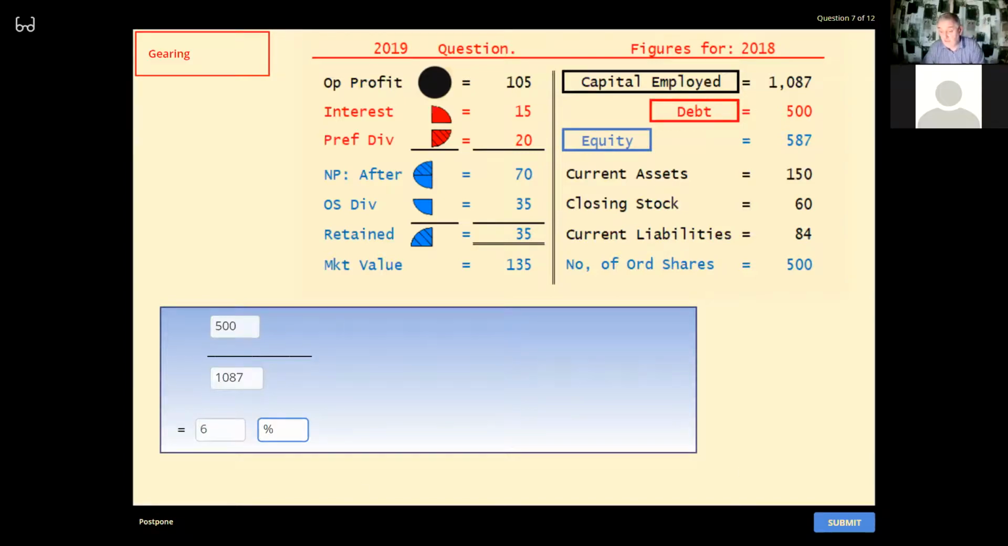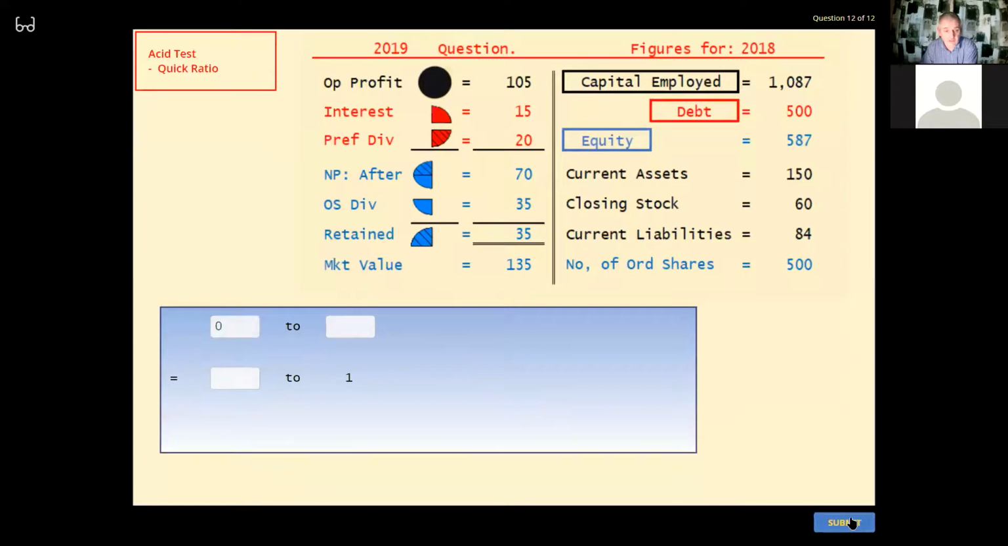Okay, and again, if I get it wrong, it will give me another go. And I'm just going to battle through these really fast. Current ratio, second acid test.